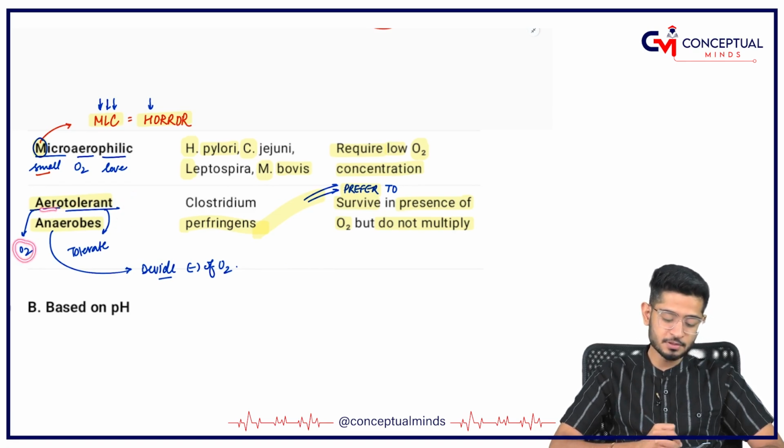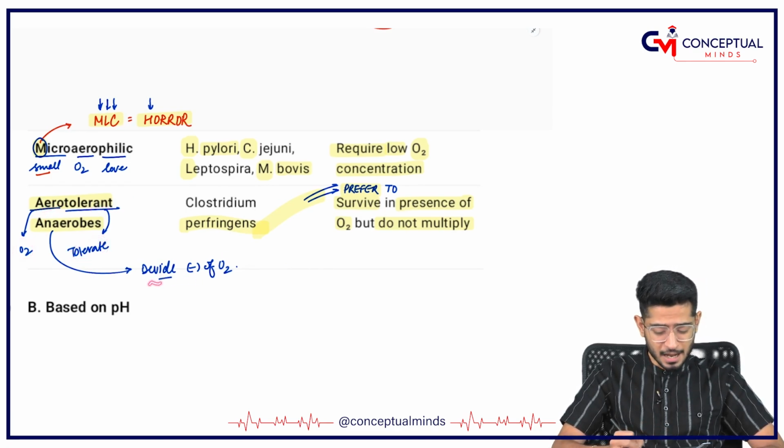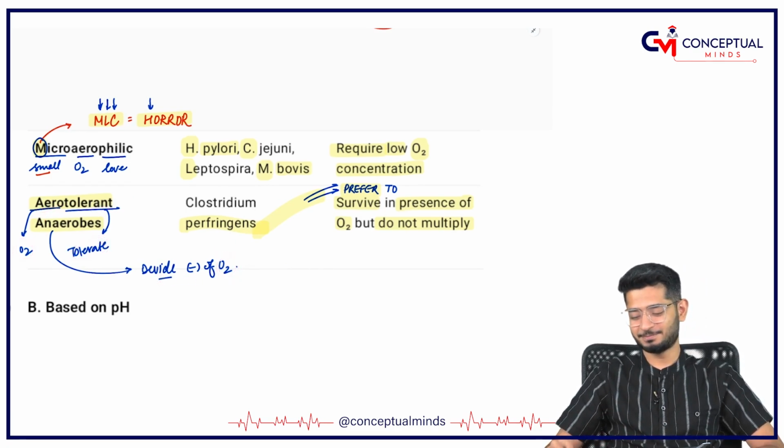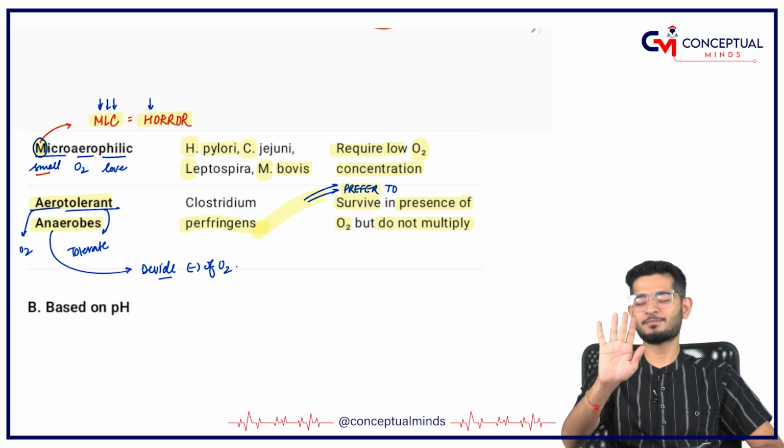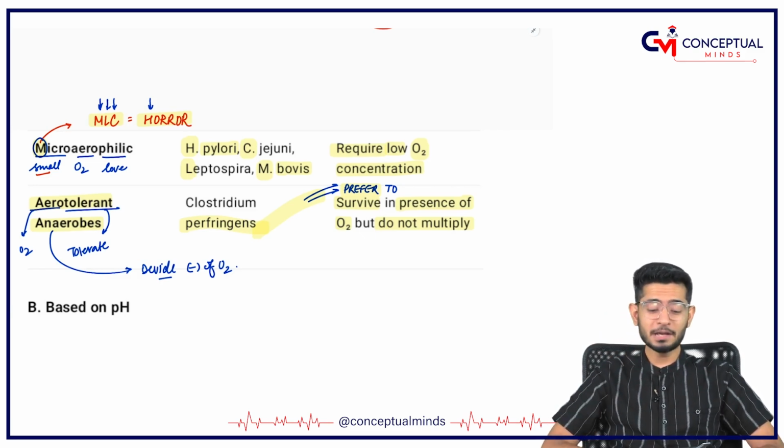Aero means oxygen, tolerant means I can tolerate, anaerobes, that means I am a lover of oxygen. Oh God, so difficult. But don't worry, Micromath Sutra, Dr. Perf is with you, for you, ever, forever.